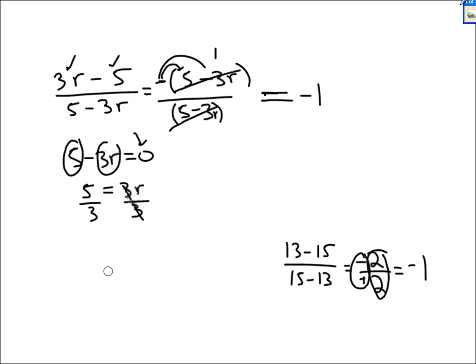When r equals 5/3, 5 minus 3r is 0, top and bottom. Cross them out. You don't get 1, you get 0 over 0, which is indeterminate. This is equal to negative 1, provided that r is not equal to 5/3. It really needs to say that.